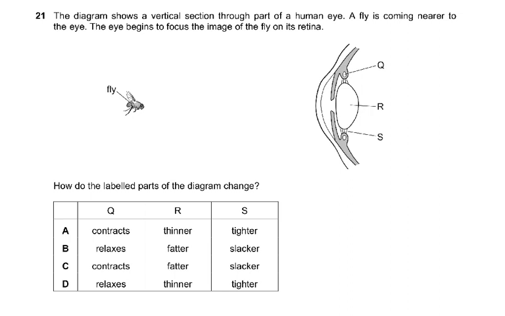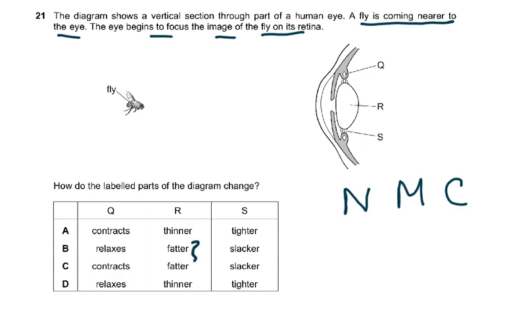21. The diagram shows a vertical section through part of a human eye. A fly is coming nearer to the eye. The eye begins to focus the image of the fly on its retina. What did I say? Near, more convex. So R is the lens. It has to become fatter. So it has to be either B or C. I said near. When it's coming near, it's going to be more convex.